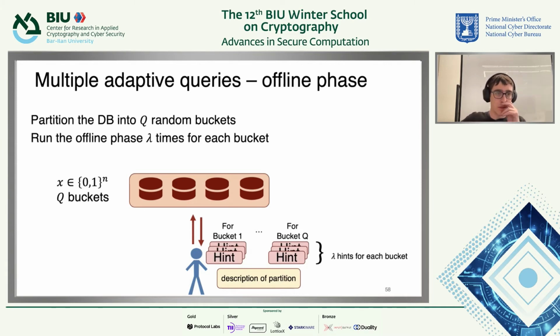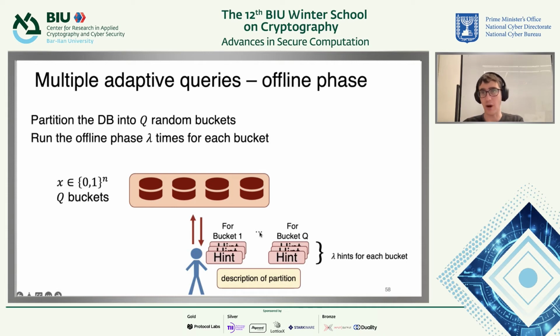And we'll have the client and the server run the offline phase lambda times for each bucket. So in the offline phase, the client will run an overall number of lambda times Q instances of the offline phase, but the size of each instance will be a much smaller database, of size N over Q. Imagine that you have those Q buckets, then you run the offline phase on the first bucket once and then twice, lambda times, and then lambda times on the second, and so on and so forth.